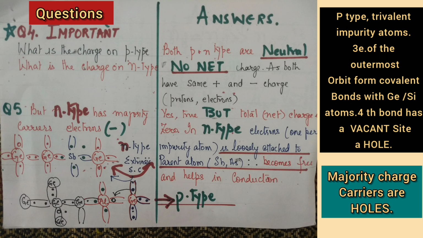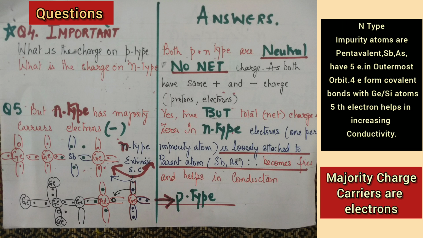So when they occupy the lattice positions, 3 electrons form 3 covalent bonds with the neighboring germanium atoms, whereas in the 4th bond, there is a vacant site. This vacant site is known as a hole. It is equivalent to a positive charge because it is the absence of an electron, the absence of negative charge. Now, how will this p-type conduct? An electron from a neighboring covalent bond will jump into this vacant site, and so the hole shifts. The hole shifts in the valence band, whereas a free electron moves in the conduction band.